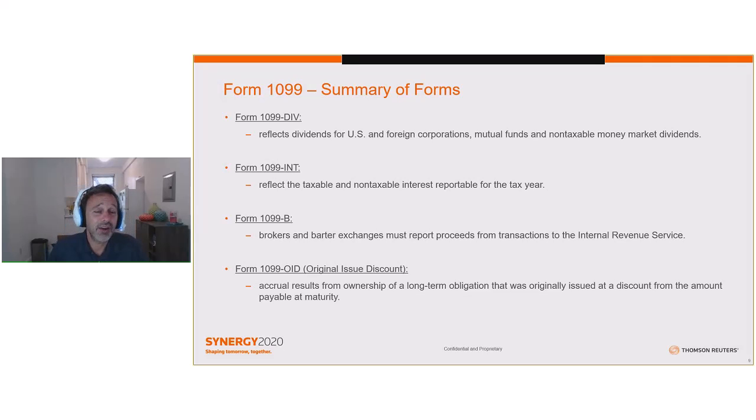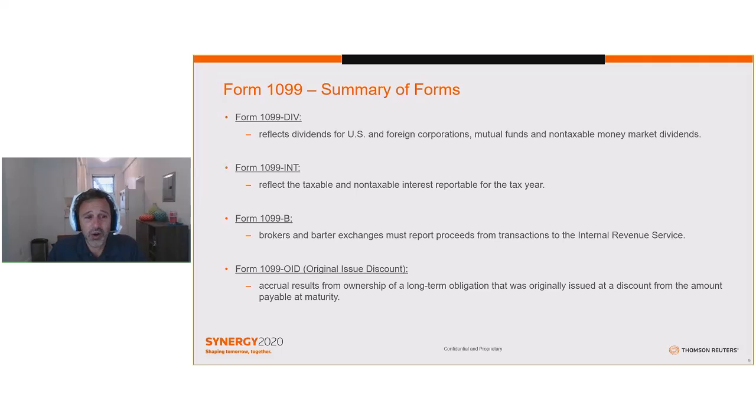Form 1099 has a variety of different forms we can use based on the payments that are being made. Form 1099 DIV, as it's called, is to report dividends for U.S. and foreign corporations, mutual funds, and non-taxable money market dividends. In addition, Form 1099 INT is issued to recipients who have received taxable and non-taxable interest reportable for a current year. We also have a Form 1099B, which is really around stock transactions. Those are used and reported by brokers and barter exchanges to report proceeds from a transaction to the Internal Revenue Service.